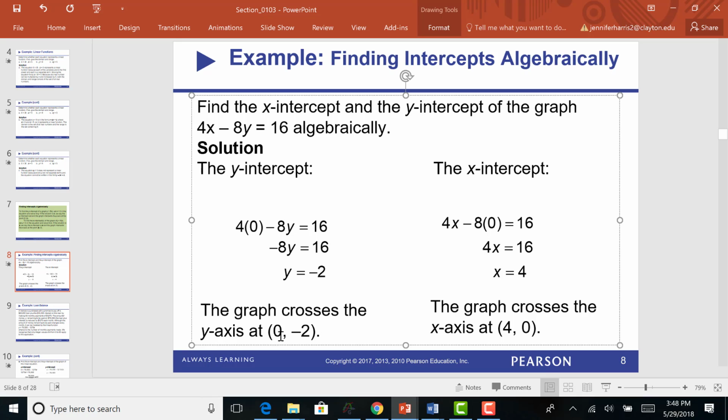Now, how did I know to put a 0 here? Because you plugged the 0 in for x. How did I know to put a 0 here? Because you plugged the 0 in for y. So just remember, you can turn these into points, and sometimes the homework will ask you for it as a point, or it'll just ask you for the number. Just be prepared to do either.